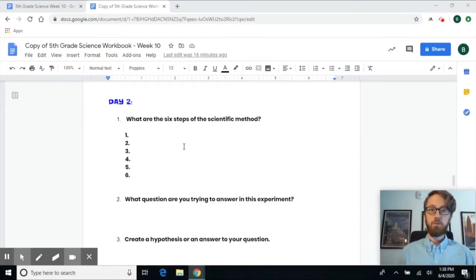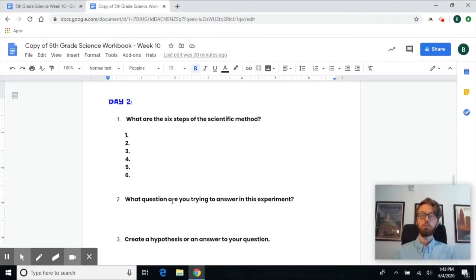Make sure you fill them out in your copy of your workbook so that you know what 6 steps we're going to go through today. The first step of the scientific method is to come up with a question. We worked on that yesterday. In your workbook for question number 2, please write down your question that you came up with yesterday.